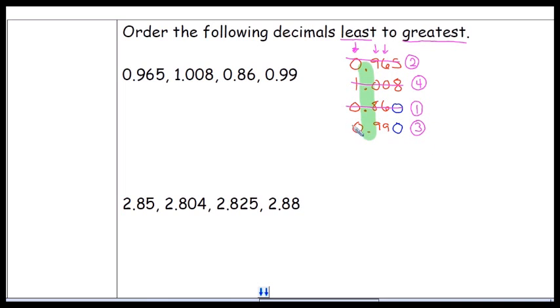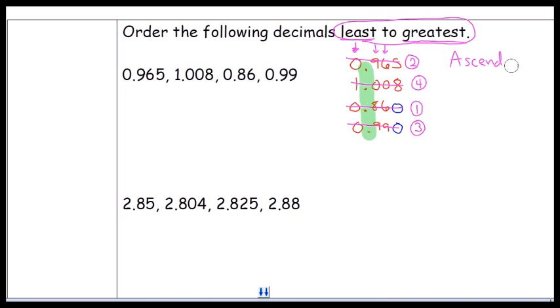Okay, so when I finish that one, I already have my third place, and I already had my fourth place from before. So all I have to do now is put them in order from least to greatest, and that is called the ascending order.